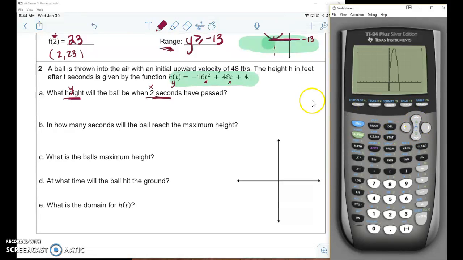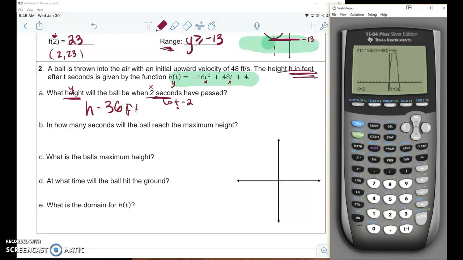Perfect. What will the height be when 2 seconds have passed? This is telling us that t, which is the same as x, equals 2. So I have a value, second trace value, 2. And I get that the height will be 36, and this is a word problem, so we need units. Height is in feet, it tells us in the problem, so our height would be 36 feet.